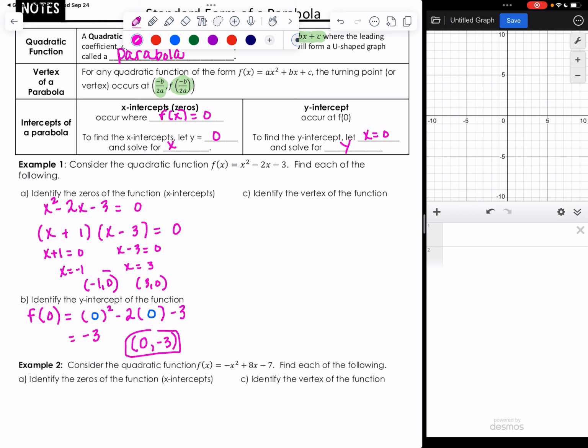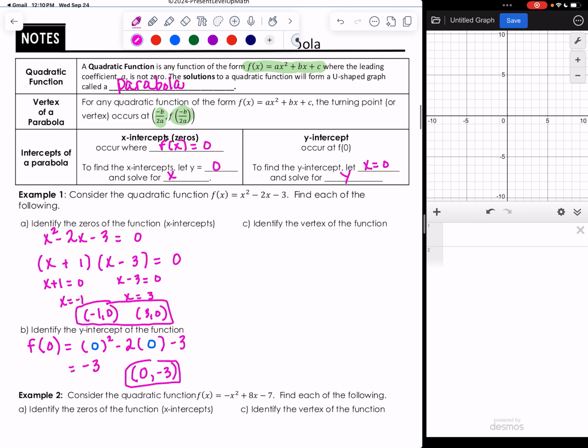So now we have found the x-intercepts and the y-intercept. The only other critical attribute we're going to find in this problem is the vertex or the turning point of the function. To find the vertex or the turning point, we're going to use the formula that we talked about up here. The vertex is an ordered pair, and we find the x value by using the formula opposite b over 2a. So before we start this problem, it's helpful to identify the value of a and b.